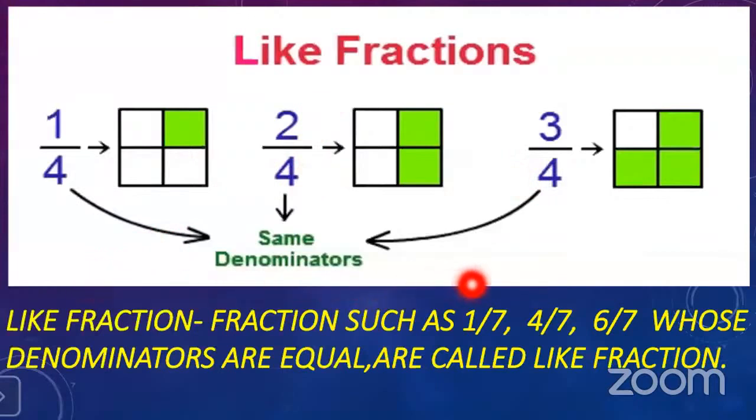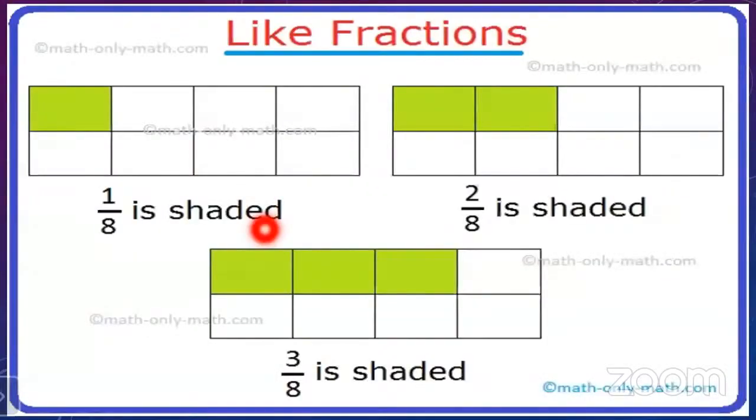Fractions such as 1/7, 4/7, 6/7, whose denominators are equal, are called like fractions. Look at here, like fractions example. Look at this rectangle which is divided into 8 parts. Out of 8 parts, 1/8 is shaded. Now look at here. How many total parts are here? 2/8. It means total parts are 8, and out of the 8 parts, 2 parts are shaded.